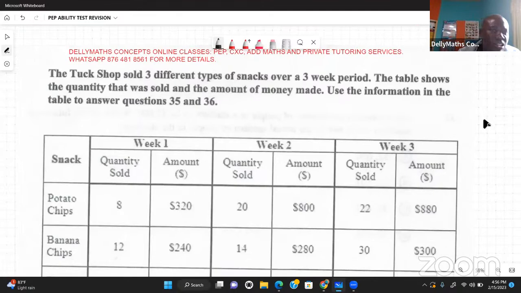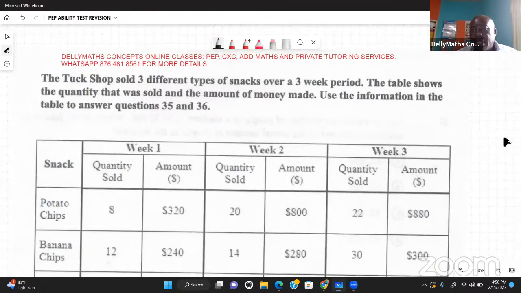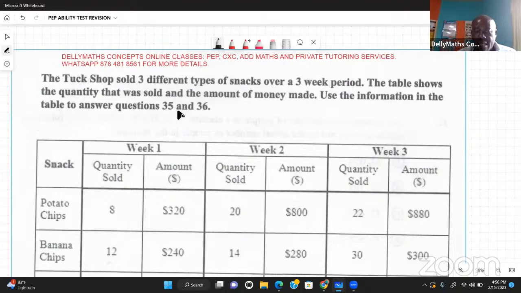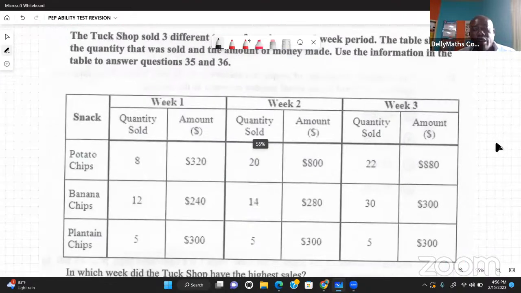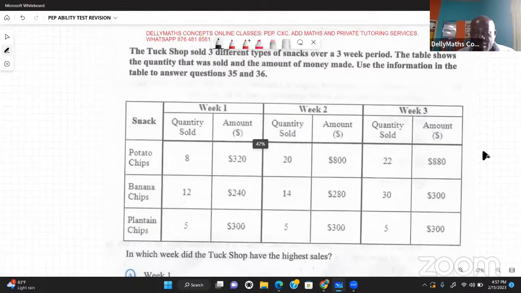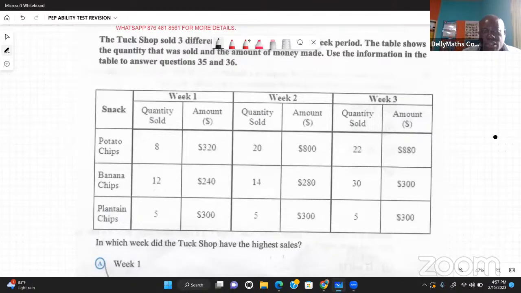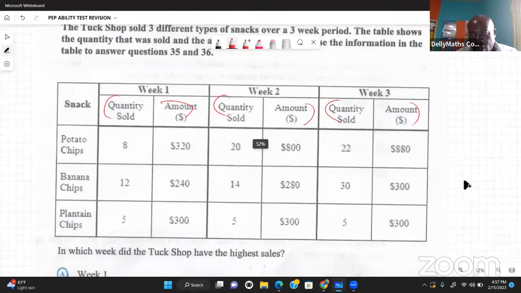Let's go. It says the Tuck Shop sold 3 different types of snacks over a 3-week period. The table shows the quantity that was sold and the amount of money made. Use the information in the table to answer questions 35 and 36. All right, good. So in the table, we're seeing the number of weeks, the quantity sold and how much money was made. Week 1, quantity sold, the money that they made. Week 2, quantity sold, the money that they made. So let us see the first question, what they want to know.